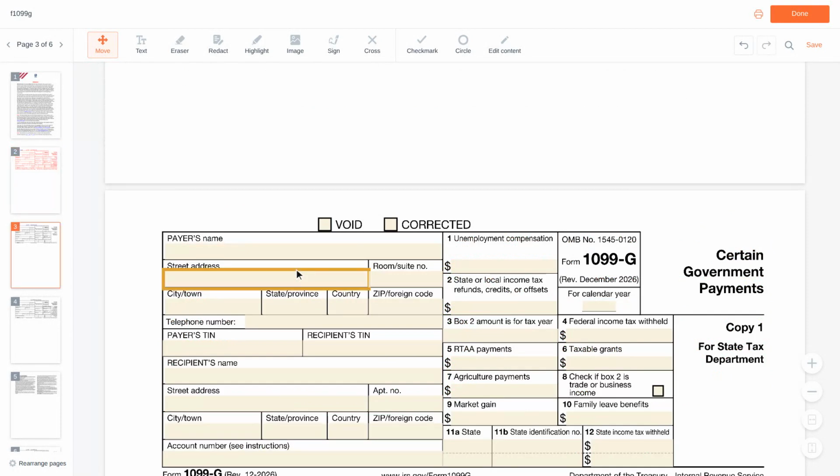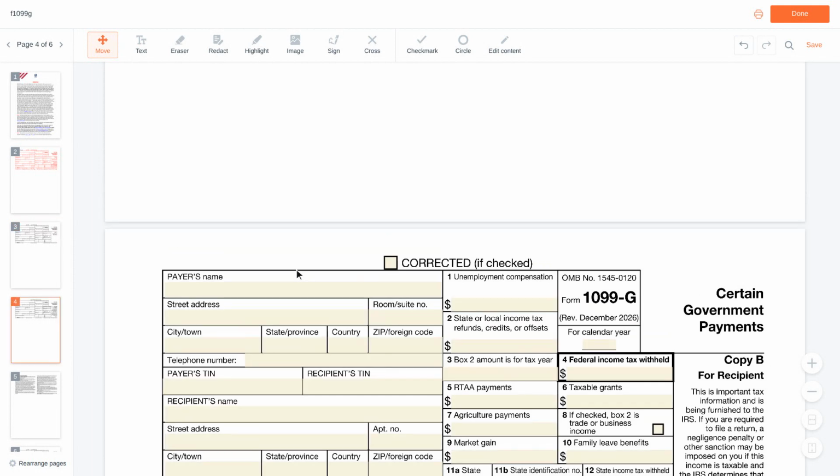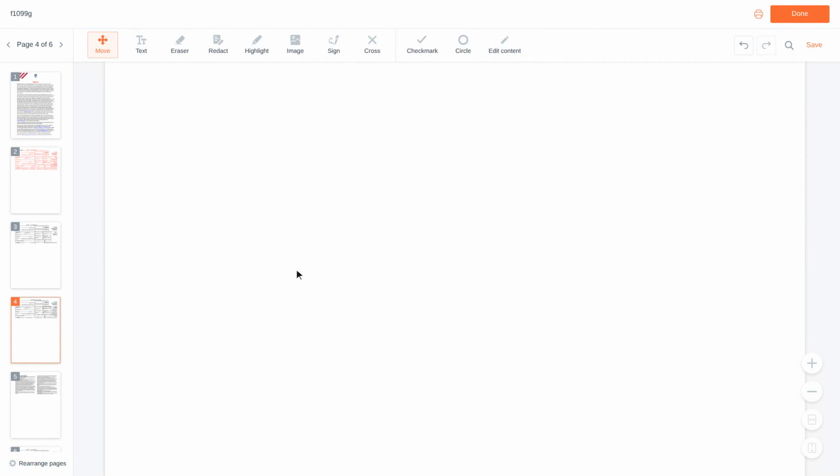Box 1 shows unemployment compensation paid during the year. Box 2 shows state or local income tax refunds, credits, or offsets. Box 4 shows federal income tax withheld. Box 5 shows RTAA payments for trade adjustment assistance. Box 6 shows taxable grants. Box 7 shows agriculture payments.